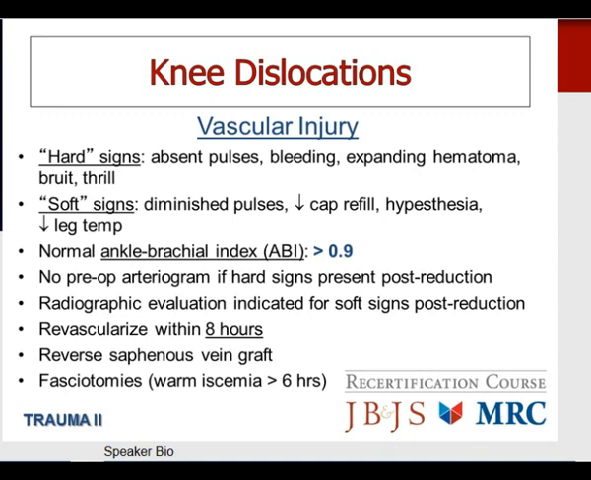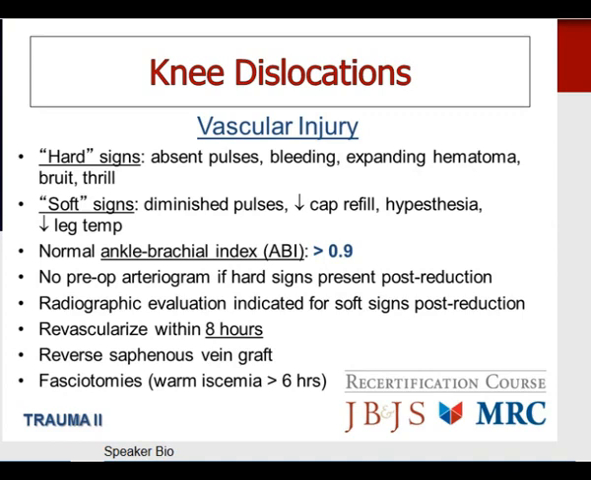Remember that the normal ankle brachial index, which can always be obtained by Doppler evaluation, should be greater than 0.9. If the ABI is less than 0.9, the patient needs to be further evaluated for possible vascular injury. If hard signs are present once the knee has been reduced, then a preoperative arteriogram or preoperative vascular study is not necessary. That patient should be taken to the operating room emergently for vascular exploration and repair. If the patient has soft signs, however, post-reduction, then additional radiographic workup is indicated.